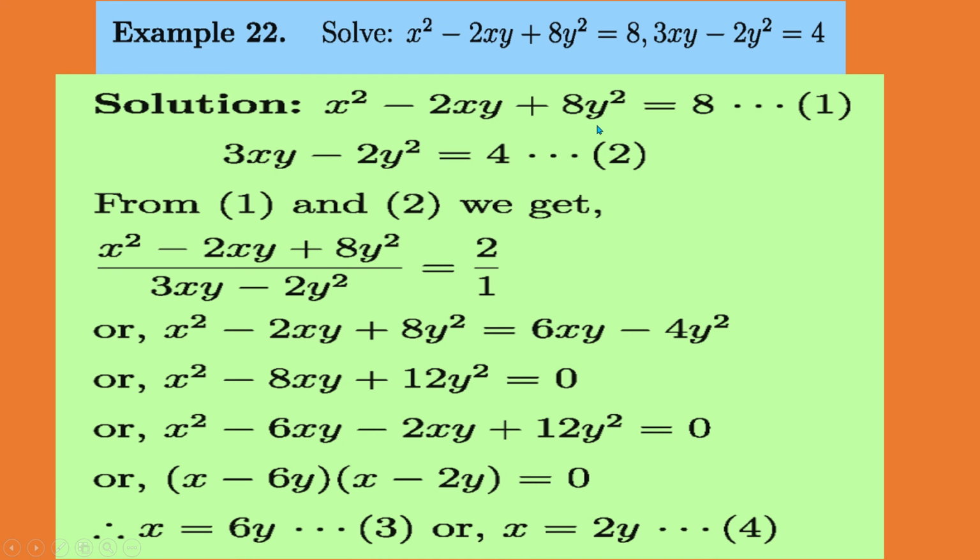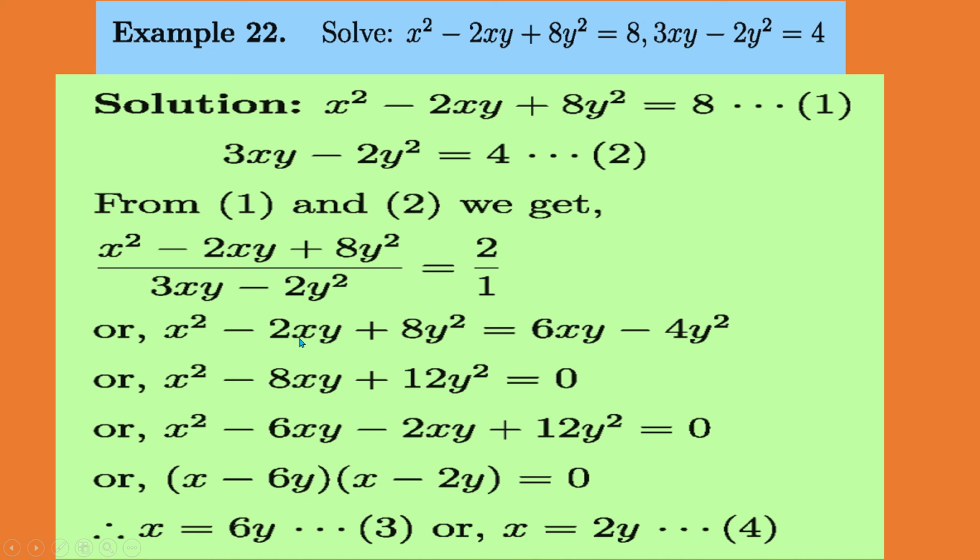Solution: this is the given condition, that means x square minus 2xy plus 8y square is equal to 8. This is equation number 1. And 3xy minus 2y square is equal to 4. This is equation number 2. Now from 1 and 2 we get, dividing 1 by 2, x square minus 2xy plus 8y square divided by 3xy minus 2y square. The right side will be 8 divided by 4, meaning 2 divided by 1.